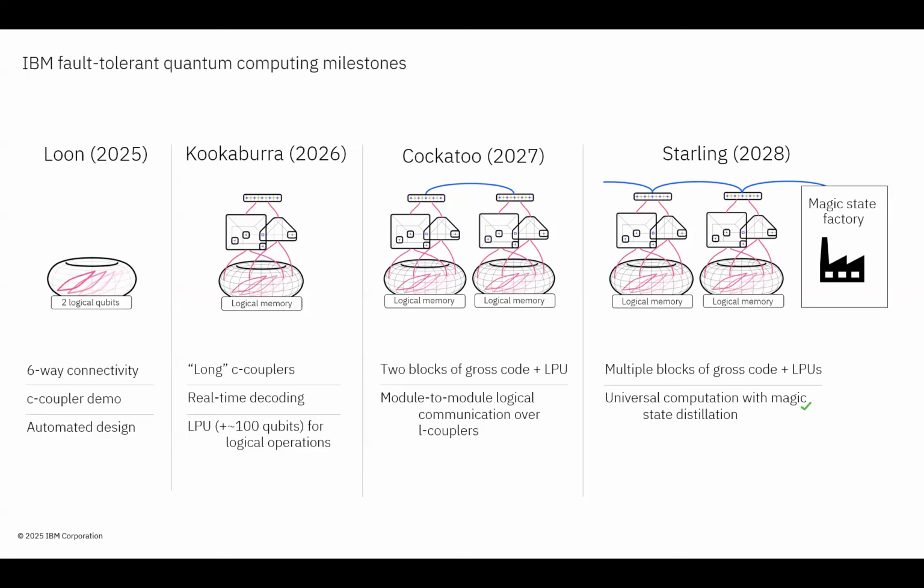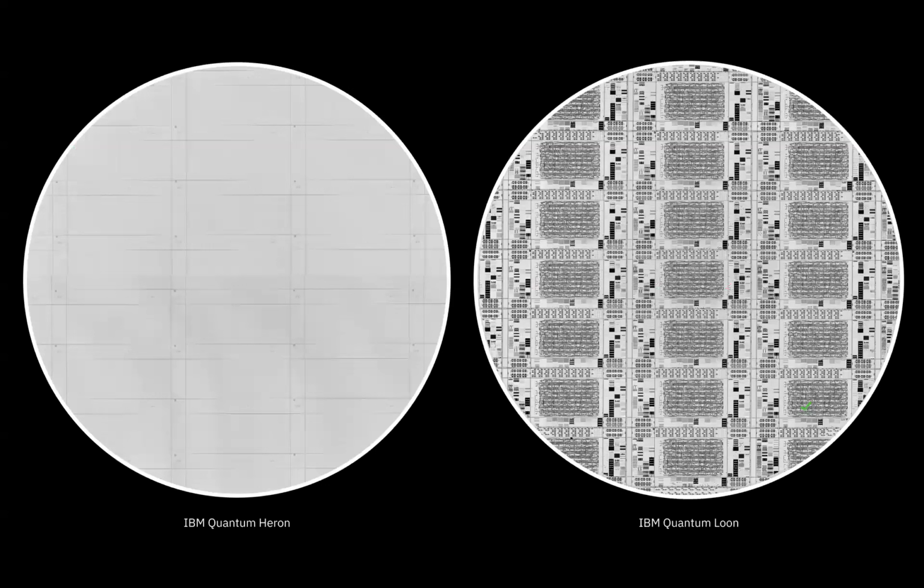Next step, 2027. This is the two modules connected with the L couplers. So basically you can see this additional connection. And next we are connecting the magic state factory to allow universal computation. And this will be the main foundation for the Starlink system. And here are the micro images of the Heron and Loon systems already incorporated, engraved into the silicon system.